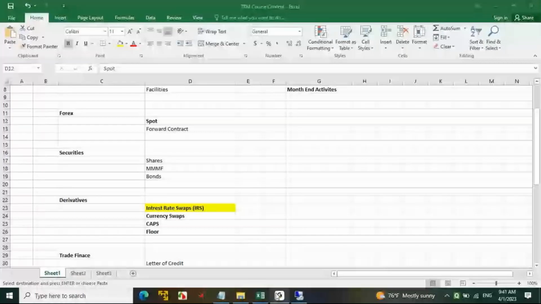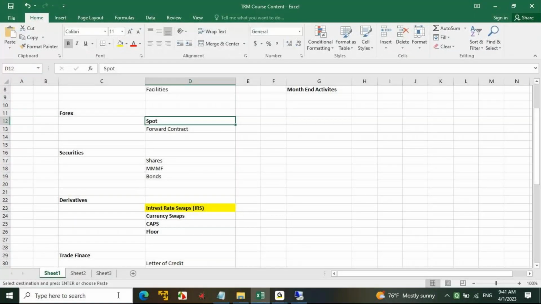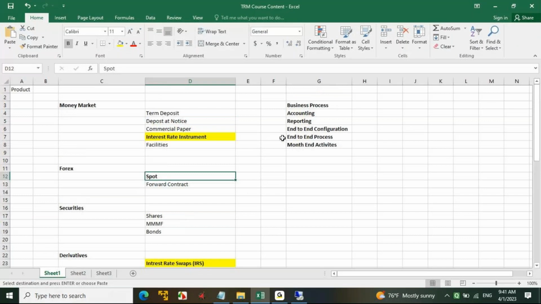Is the training also including the business process of complete treasury? I mean the core model of treasury, like cash management. Can you see my screen? Business process, accounting and reporting. Maybe I missed this in the starting. I would suggest you go through the recording, which will be provided to you.